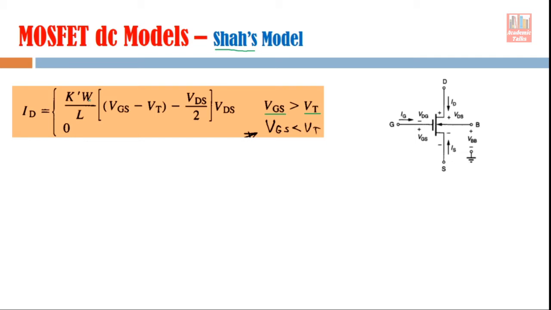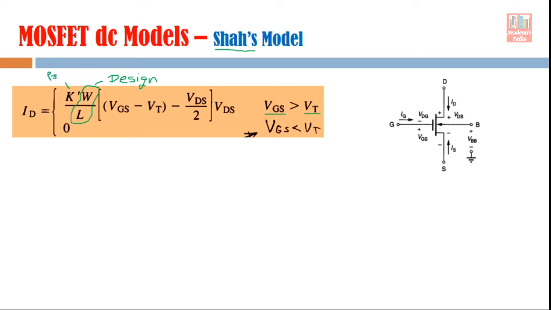So sometimes we consider it as a single parameter, because the W by L ratio decides how much the current is. W alone or L alone is not going to do anything. So it is the W by L ratio which is important here. This W by L ratio is your design parameter. I told you in the last class also, two kinds of parameters are there. W by L is a design parameter because it is related to dimensions and it is in the control of the circuit designer. K prime is your process parameter.